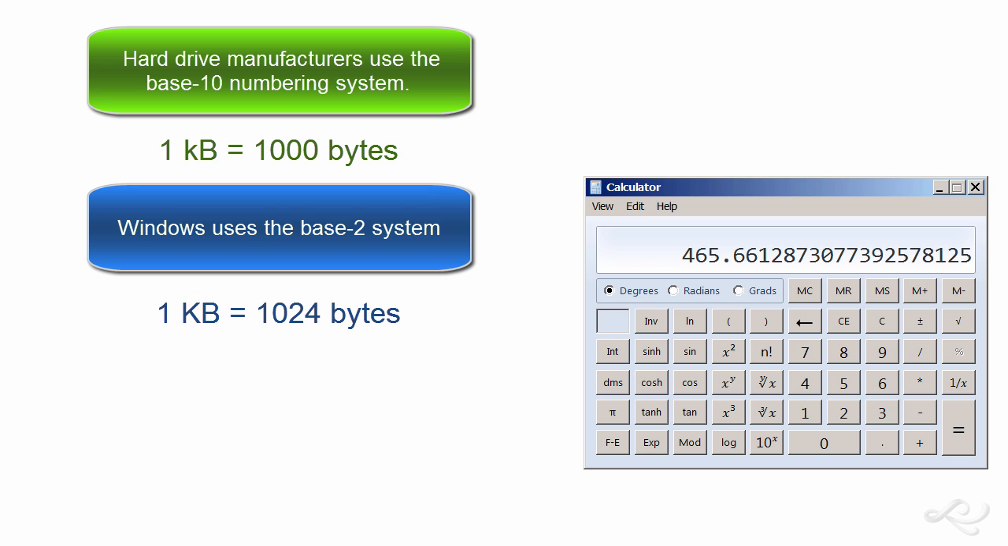So there's the answer as to where did my storage space go? Now, you never lost anything. You've always had the same storage space. It's just measured differently.